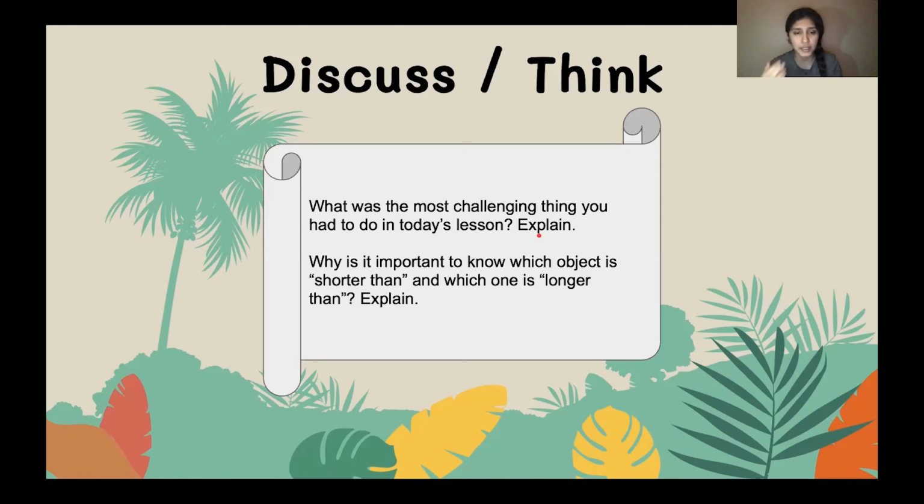So explain it. And then it says, why is it important to know which object is shorter than and which one is longer than? Explain. So why is it important to know which one's shorter, which one's longer? Go ahead and explain and put it in your own words why you think it's important to know which one's shorter and which one's longer.